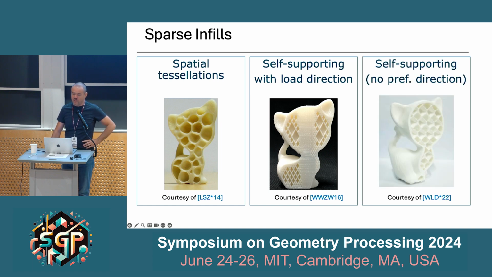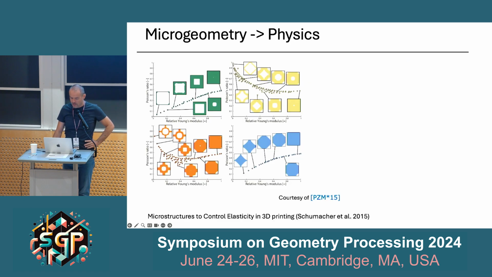And some of these approaches are optimized to support the forces in one direction. Some others have no preferred directions. And then there is microgeometry. Microgeometry can be used to simulate the behavior of some stiff, rigid material. It can be used to simulate rubber-like materials. So you can use plastic, for example, to create something which is as flexible as you want, depending on the microstructure that you use inside.